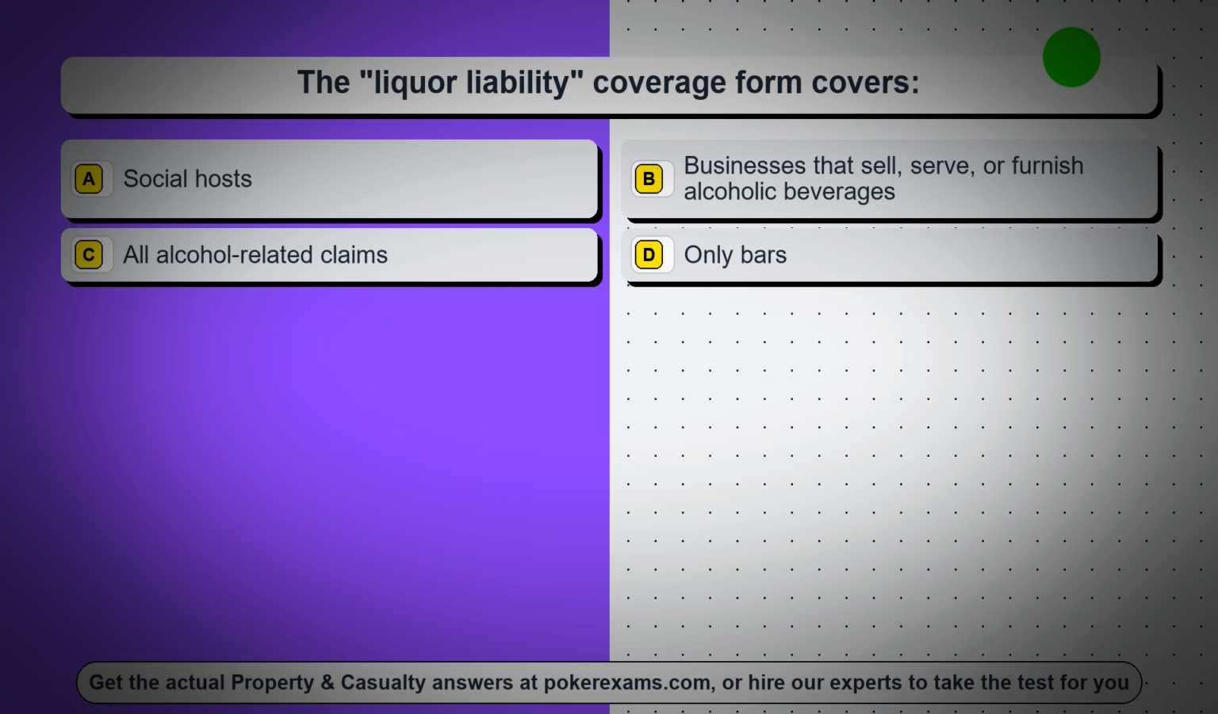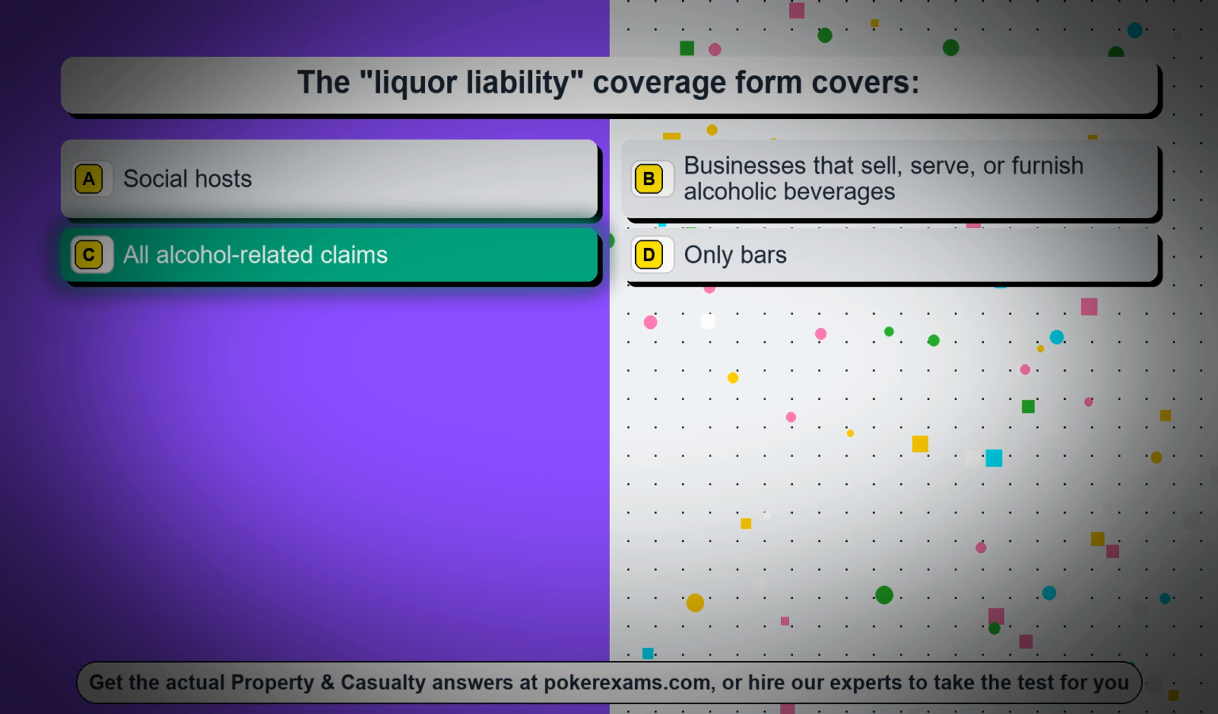Question 2. The liquor liability coverage form covers. Option A. Social hosts. Option B. Businesses that sell, serve, or furnish alcoholic beverages. Option C. All alcohol-related claims. Option D. Only bars. The correct answer is option C.